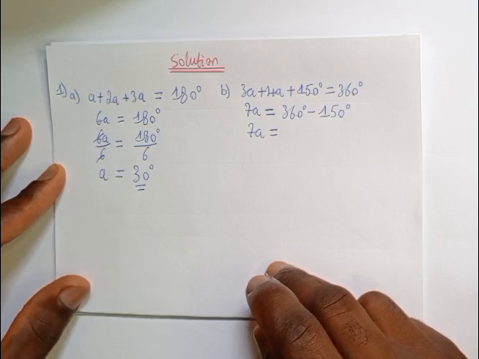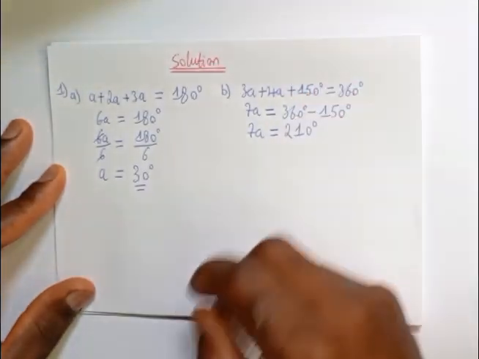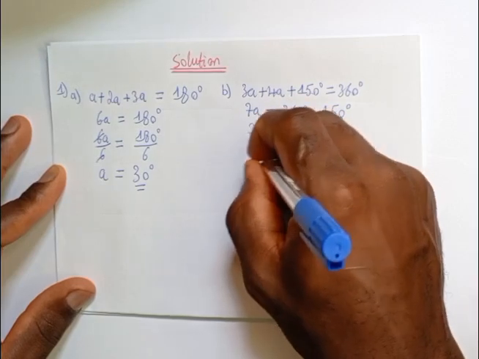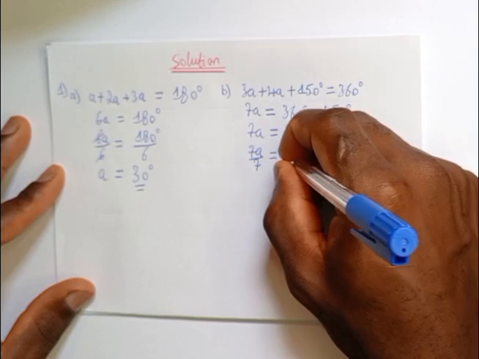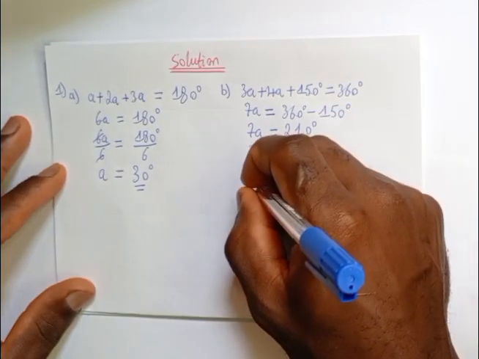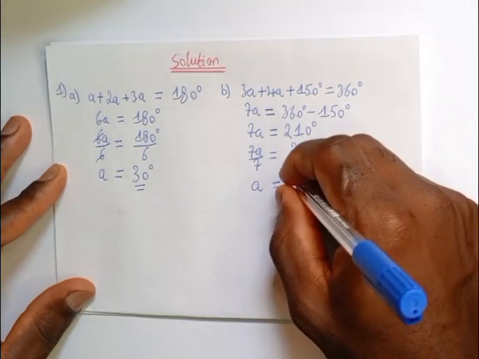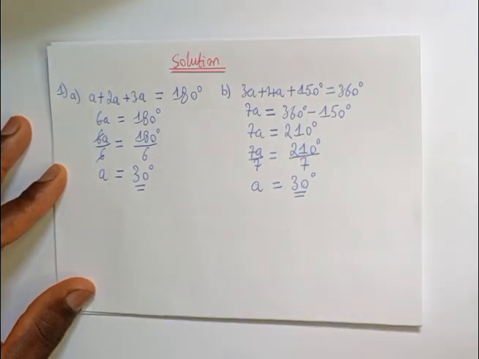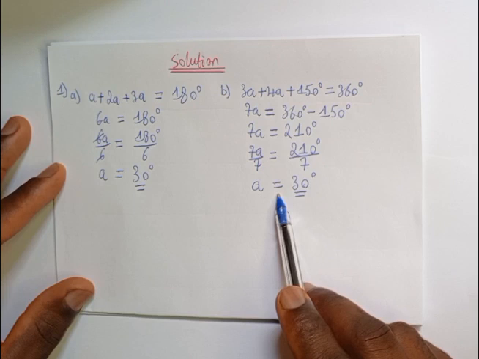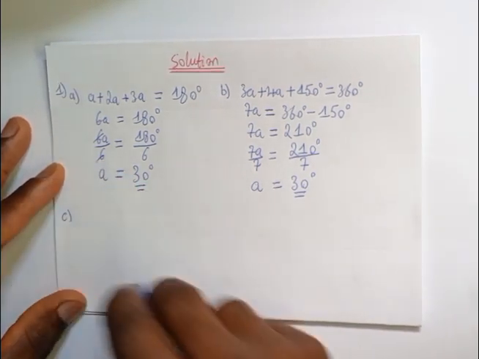It gives us 210 degrees. Next, we are going to divide all through by 7, which is the coefficient of A. 210 degrees divided by 7. This will give us A to be equal to 210 degrees divided by 7 gives us 30 degrees. Therefore, the angle A in question B is 30 degrees. We move now to question C.